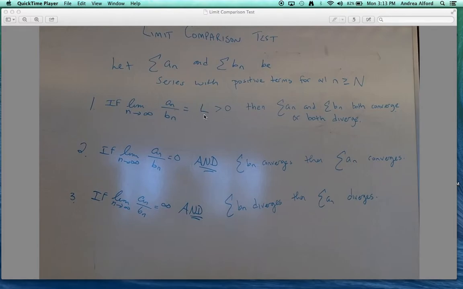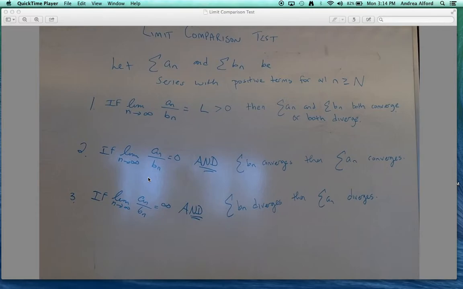If that limit is some constant that's not 0, then both series converge or they both diverge. Again, this limit being finite means essentially the series are behaving the same way. They're approaching infinity at the same rate. So if one of them converges, the other one's going to. And likewise, if one diverges, the other one will.